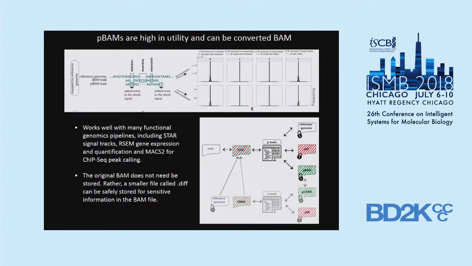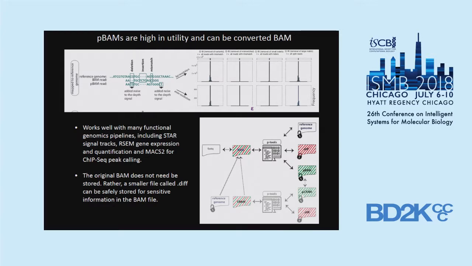Another beauty of this file format system is that when we have a PBAM, we also add all the private information to a small file called .diff. So that's the difference between a BAM file and a PBAM file. But we don't put any sequencing information there because you can get the sequence from the reference genome already. So the files that you want to store safely and move are very small in that case. You don't need to store BAM files. You can just store the .diff files and lock them up.